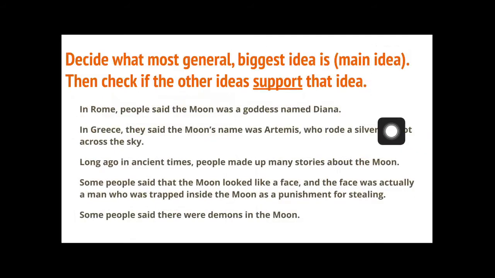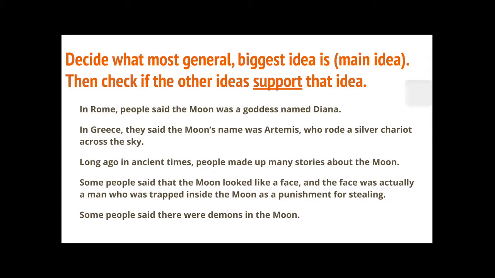So here's my ideas. In Rome, people said the moon was a goddess named Diana. In Greece, they said the moon's name was Artemis, who rode a silver chariot. Long ago, in ancient times, people made up many stories about the moon. Some people said that the moon looked like a face, and the face was actually a man who was trapped inside the moon as punishment for stealing. And some people said there were demons in the moon.